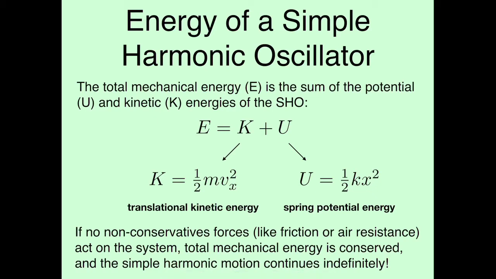Now, in reality, we are going to have friction and air resistance acting on any real system, so it will gradually lose energy over time, and the oscillations will actually die out. And so what we'll do in the last video of this lecture is see how to deal with that. How do we actually deal with losing energy in simple harmonic motion? But for now, we're going to assume that energy is not lost and we don't have forces like friction or air resistance. And again, in those cases, the motion will just continue indefinitely.